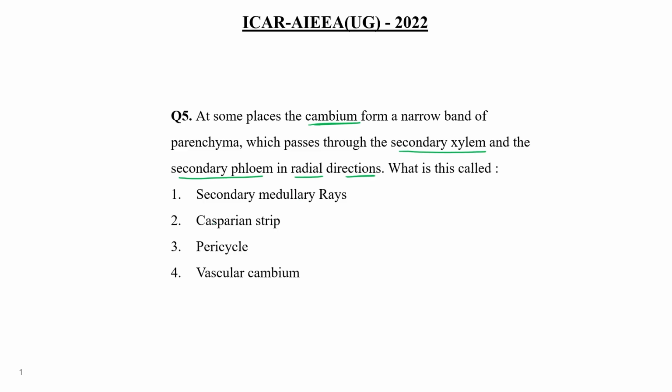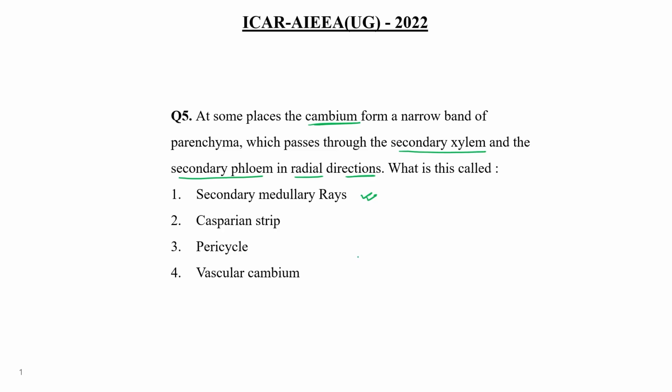So this is called secondary medullary ray: Casparian strip, pericycle, vascular cambium. This is not the Casparian strip. Not pericycle. Vascular cambium is related to the movement, while in secondary growth, secondary xylem and phloem related radial direction ray-like structure is known as secondary medullary ray.